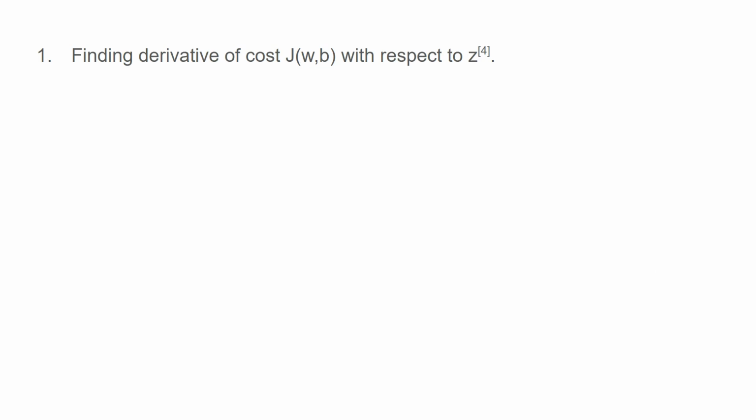Finding derivative of cost J(W, b) with respect to z4. This is our first step, so let's see how it goes. We have our cost function, as you can see on the screen: J(W, b) equals 1/2 of the summation over L equals 1 to n4 of (AL4 minus YTL) square.